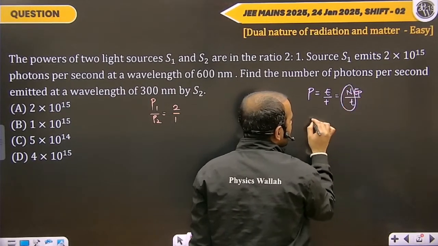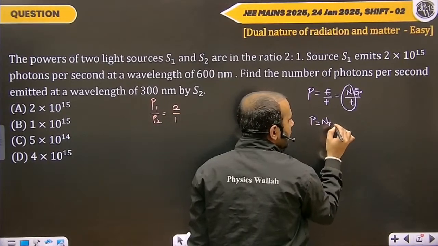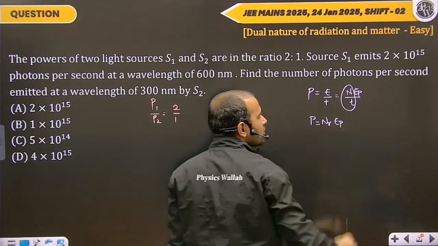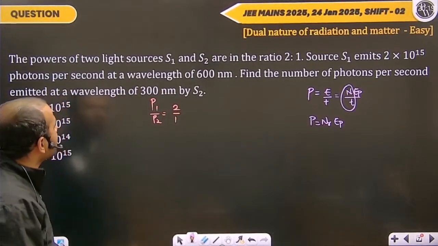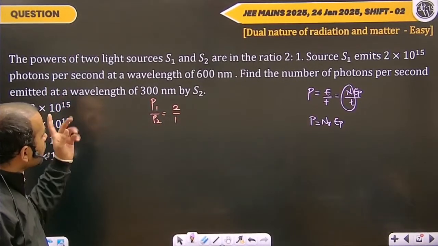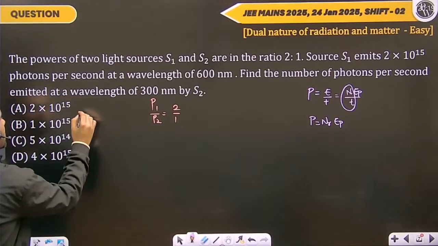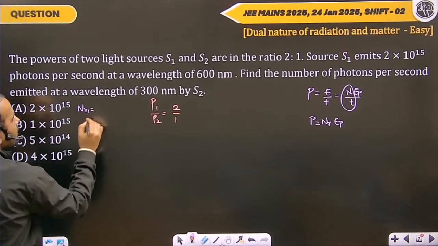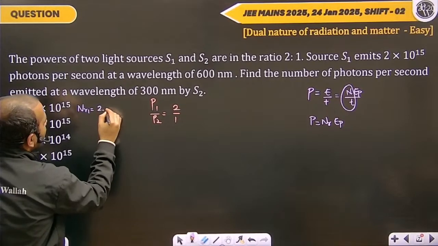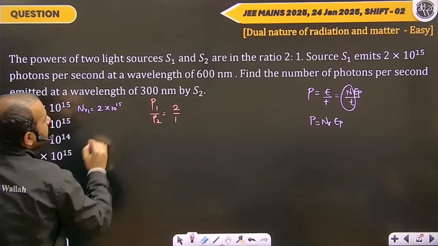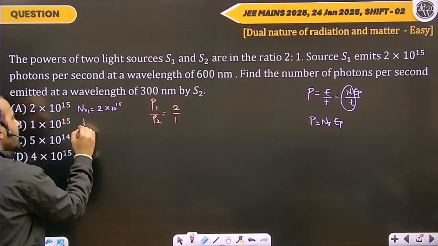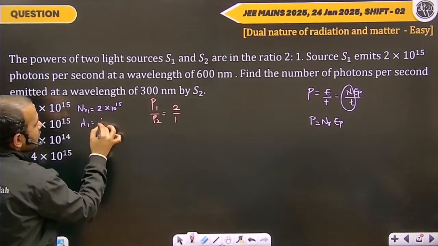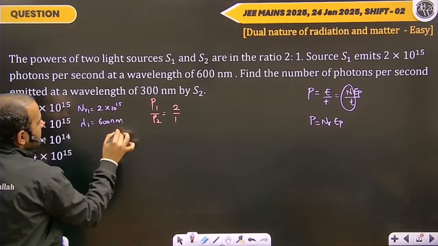This N by T is basically NR, the rate of photons, and EP is the energy of a photon. So power is basically the rate of photons into the energy of a photon. We are having two sources. For the very first source, the NR value is 2 into 10 power 15, and the first source has a wavelength of 600 nanometer.